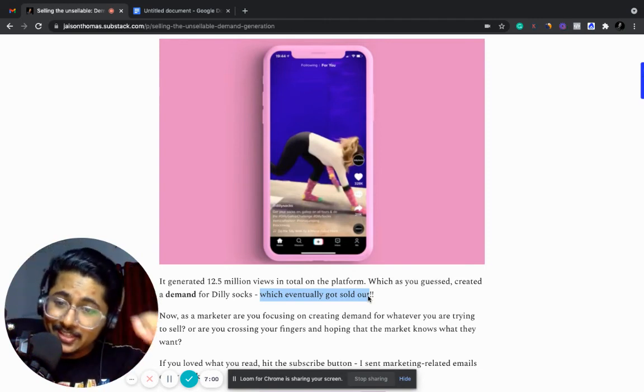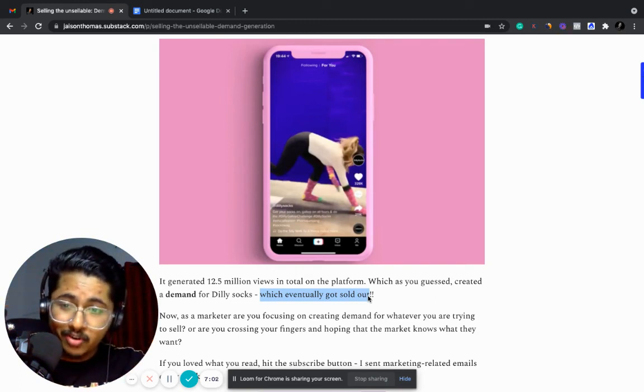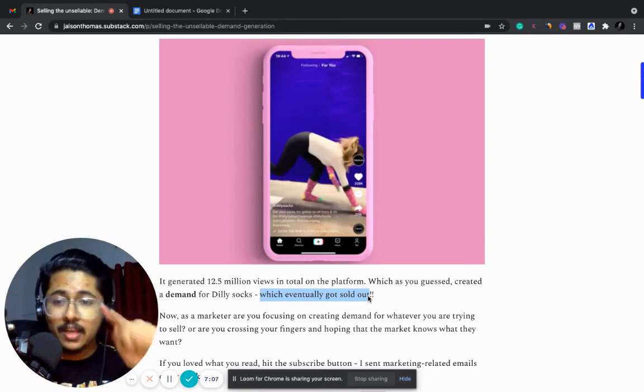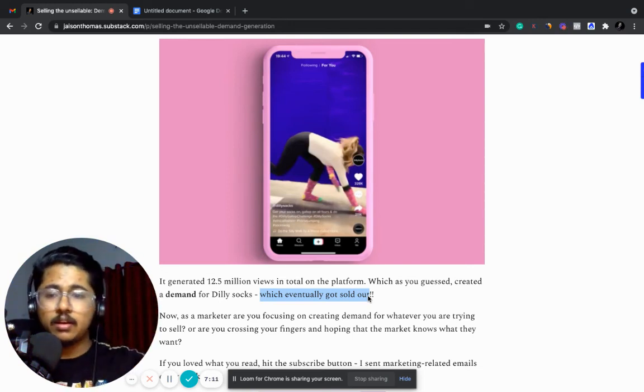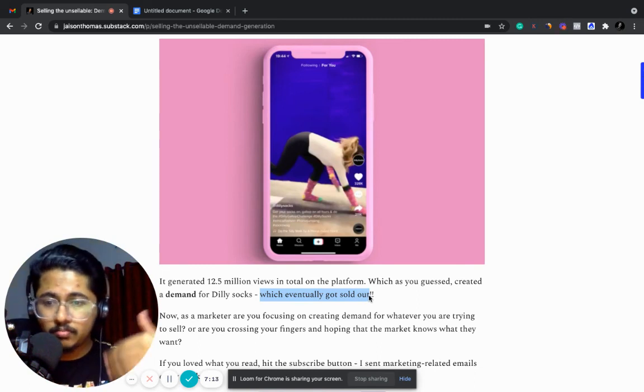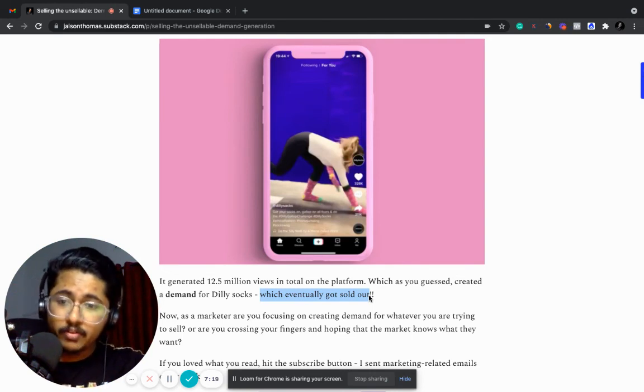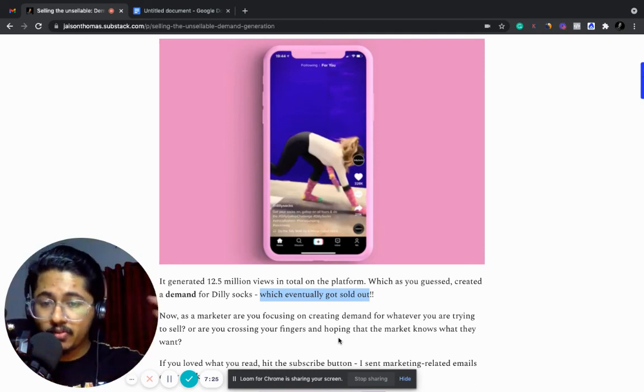So initially there was no demand, nobody wanted to buy four socks at a time, and using demand generation tactics, they made the demand higher. And who is supplying that? Dilly Socks, right? So they executed it perfectly. This is an example of demand generation. I hope you understood. There are a lot of other examples. Maybe you can Google and do your research to find out more.